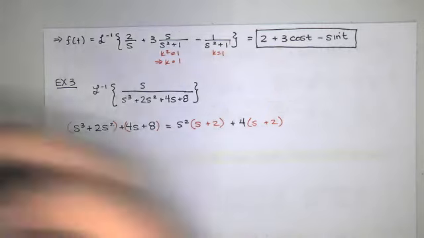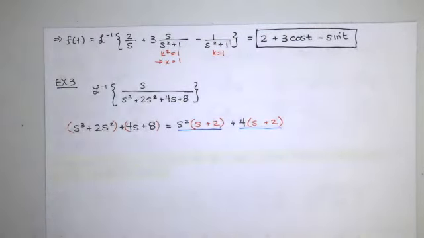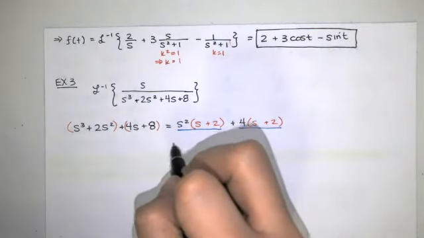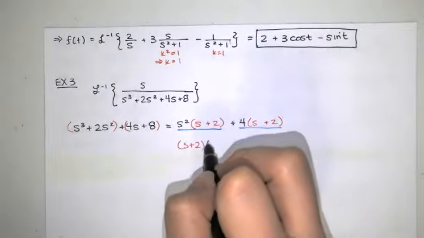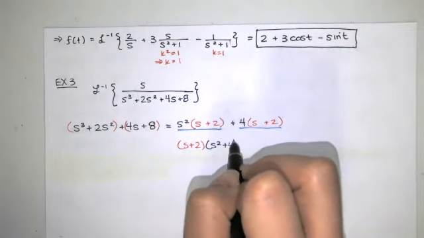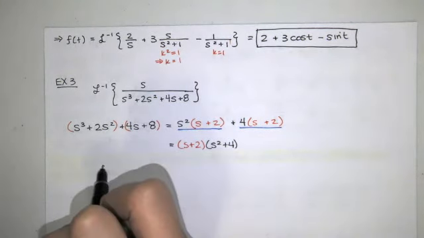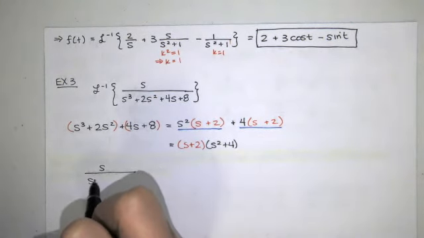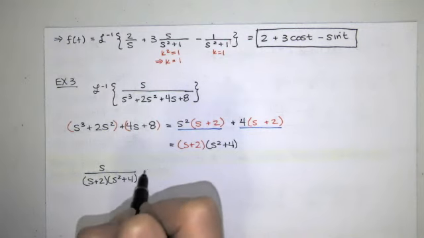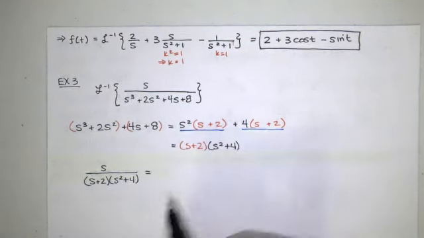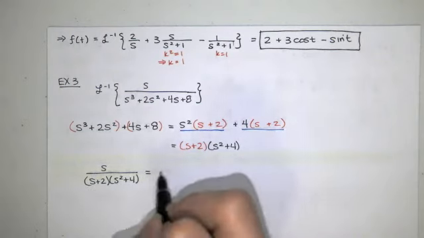So then when I look at this group, and I ask myself, what do they have in common? They have the s plus 2 in common, so I can factor that out from the groups. And then I'm left with an s squared plus 4. Okay, so that's my denominator. I've got s over s plus 2 times s squared plus 4. And that is a linear factor and an irreducible quadratic factor.